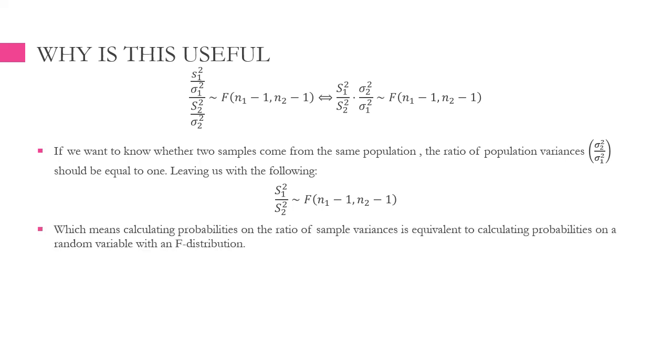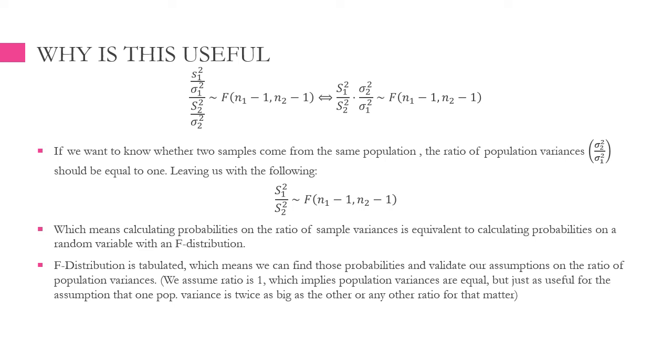Now, what that means is that we go out and calculate a sample variance for one sample, and we calculate the sample variance for another sample. So calculating probabilities on the ratio, i.e. calculating the probability of seeing this ratio being equal to a certain number, is equivalent to calculating the probabilities on a random variable with an F distribution where they have the same degrees of freedom.